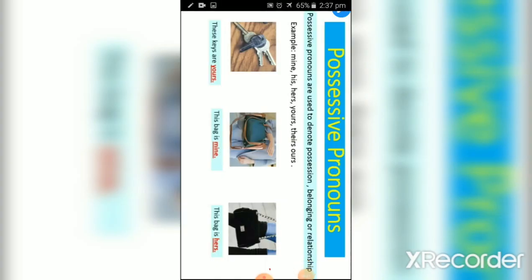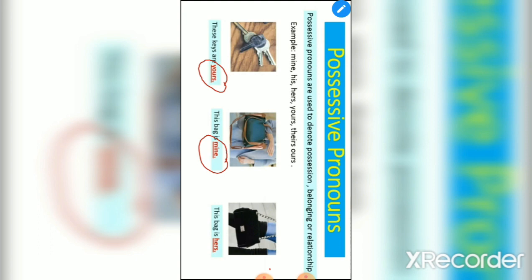Examples: these keys are yours. This bag is mine. This bag is hers. So mine, hers, yours indicate possessions, hence they are possessive pronouns. I am going to read the definition once again. Possessive pronouns are used to denote possessions, belonging or relationship. Example: mine, his, hers, yours, theirs, ours.